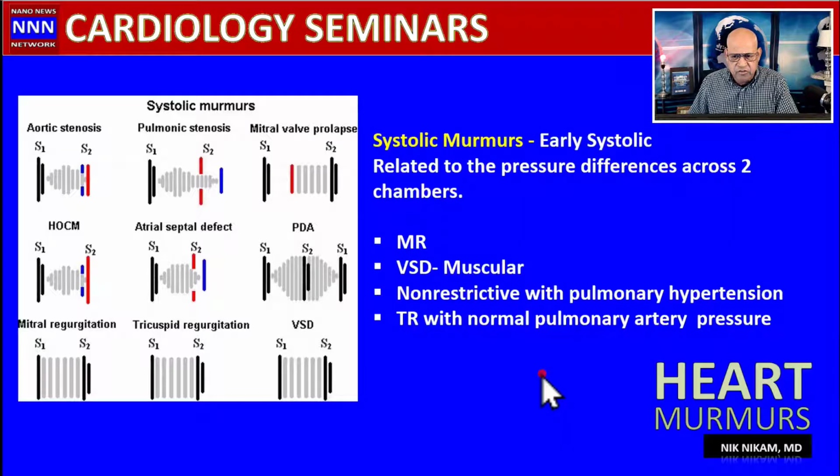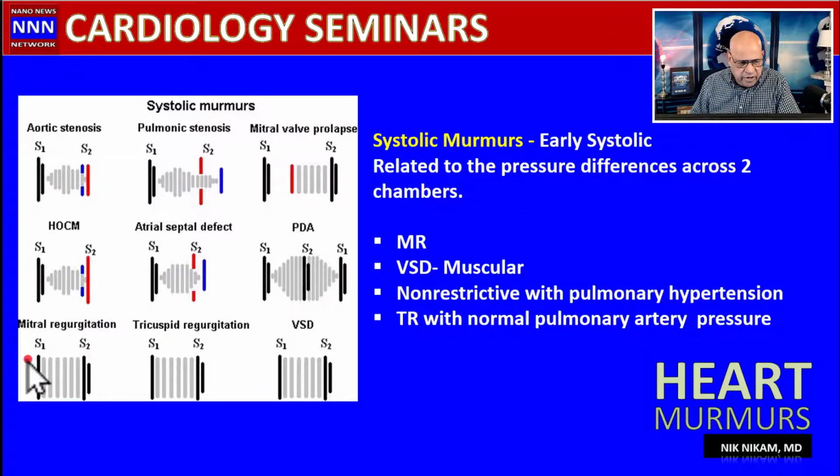Okay, let's begin with the systolic murmurs. Early systolic murmurs are usually related to pressure differences across two chambers, like in patients with mitral regurgitation, ventricular septal defect, tricuspid regurgitation, or non-restrictive pulmonary hypertension. We are going to see an early systolic murmur. It is not only early, it is also mid and late systolic, so it becomes a pan-systolic murmur. But if you hear this murmur starting with the first heart sound, then it is an early systolic murmur.